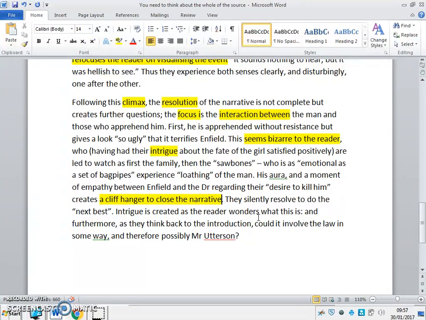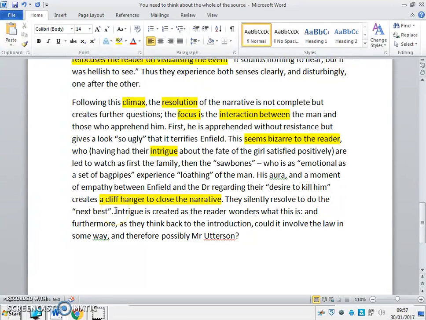They silently resolved to do the next best. Okay, so that was the last bit of the extract. And you're like, well, what is the next best? They want to kill him. What's the next best thing? And in this revision session, we asked around what could possibly happen. So that's how we imagined. You wouldn't have that in the exam, but that's how we imagined what the reader would do. We literally asked each other, what do you think might happen next?